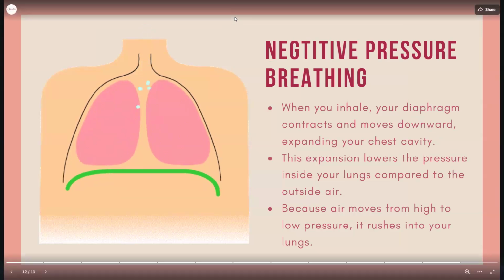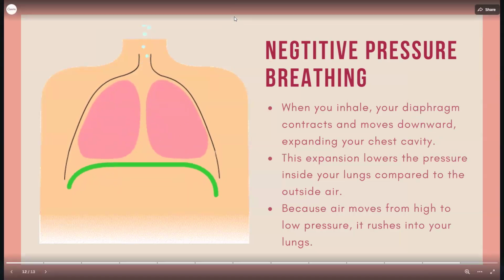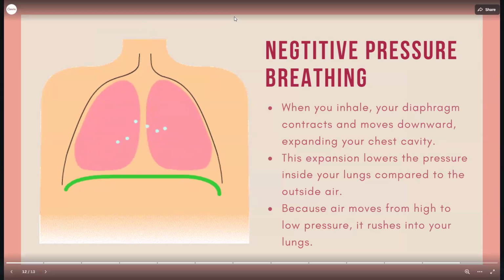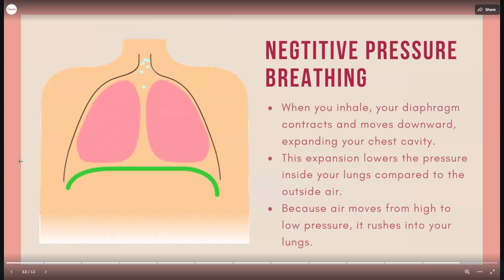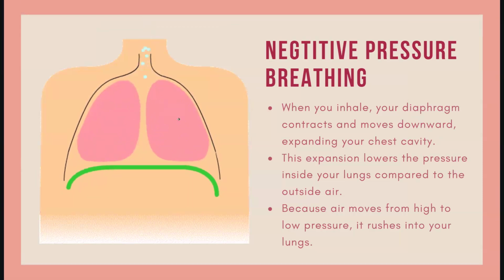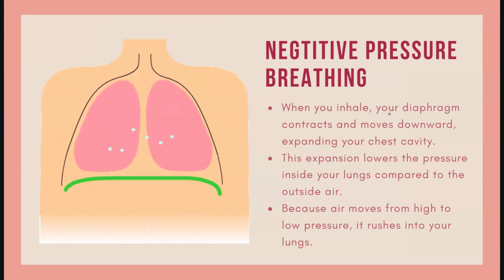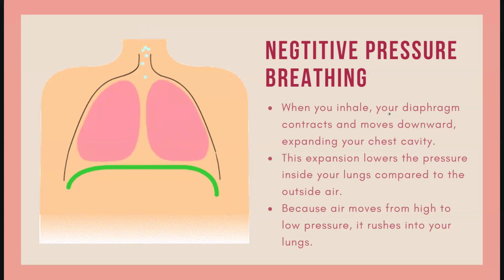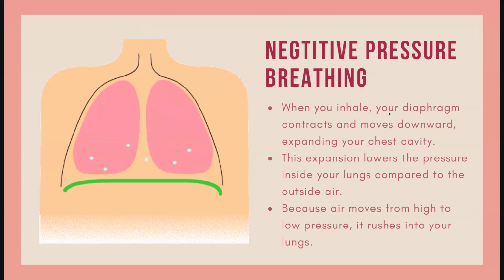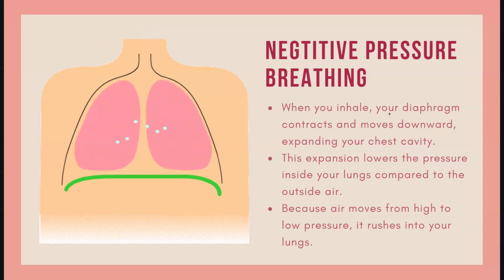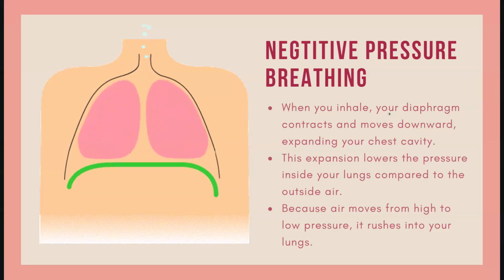Finally, we get to how you actually breathe. We breathe through something called negative pressure breathing. Every time you inhale, your diaphragm contracts and moves downward. It's kind of hard to explain, but how do you guys think you breathe? Well, there are no muscles in your lungs, your nose, or your mouth. There are no muscles that help you breathe there.